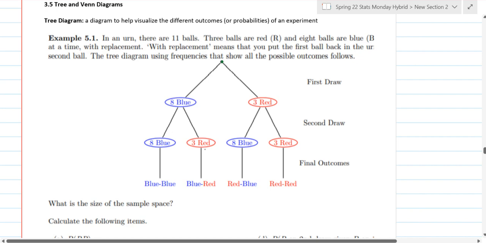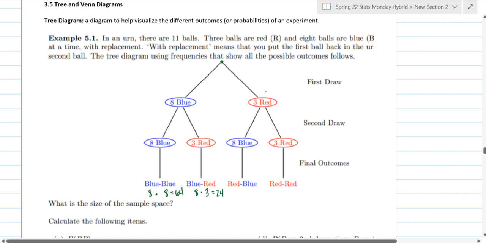To find those probabilities, I'm going to go like this. I have 8 chances of getting a blue on the first draw times 8 chances of getting a blue on the second draw. So 64 chances of getting a blue, blue. I could also do 8 chances of getting blue on the first draw, 3 chances of getting red on the second draw. That would be 8 times 3, so 24 for getting blue and then red.